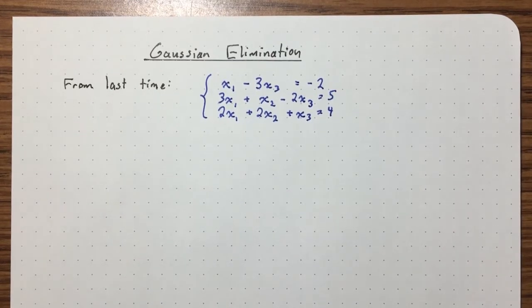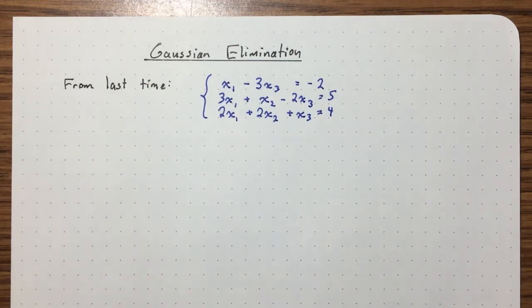In this lecture, I'd like to talk about a general method for solving systems of linear equations. And these systems of linear equations could have any number of equations and any number of variables. And the method is called Gaussian elimination. And we actually already saw the idea last lecture, so I'd just like to recall that.